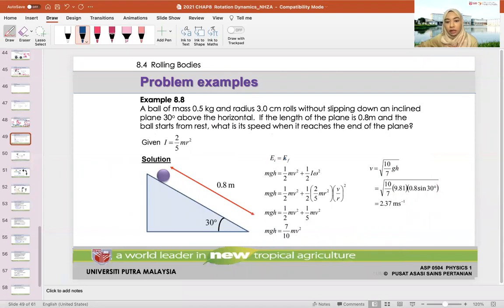Okay, so dia buat E initial equals to E final, mg 1/2. Okay, sama lah. And then finally 10/7 GH. Yeah, looks the same. Why is the 0.8 sign tadi? Oh yeah, dia tak solve. Kita terus dapat 0.4. Kita dah solve this part, so we don't have that sign. Okay, so that's done. So we have covered rolling bodies.